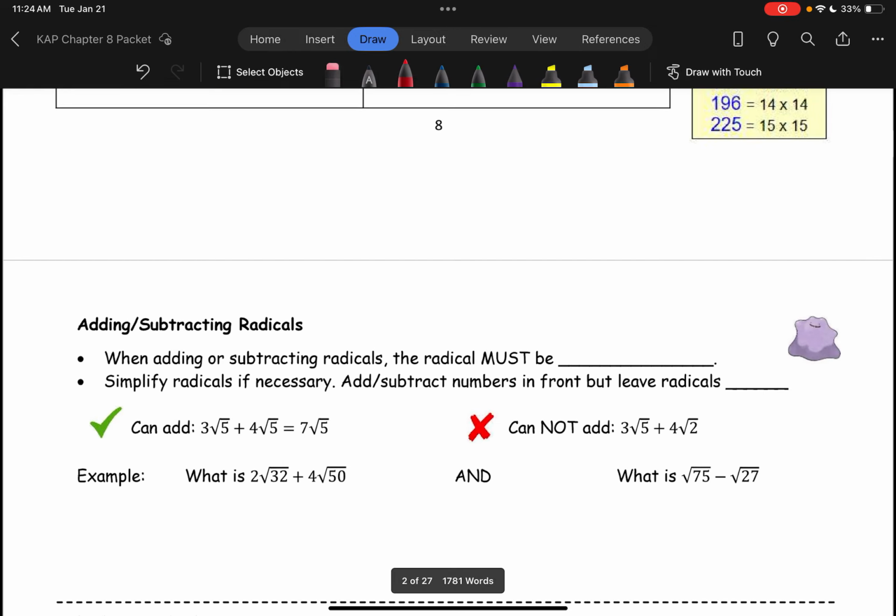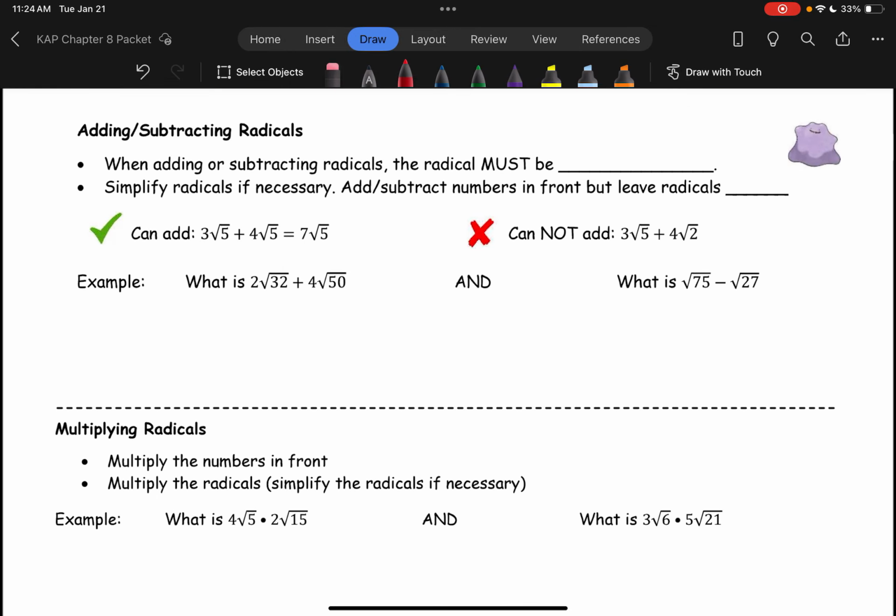So we'll go ahead and keep it moving here, and we just want to go over how it is that we add and subtract radicals. So when it comes to adding and subtracting radicals, the radical must be the same.